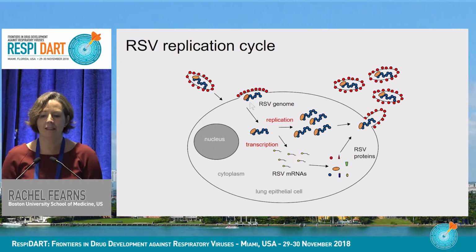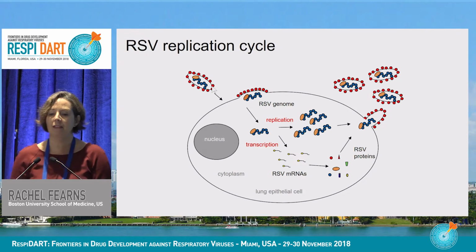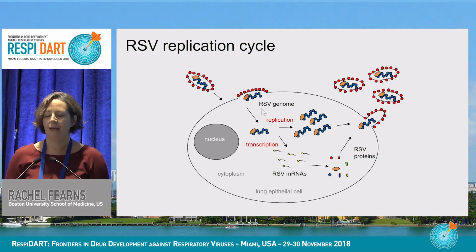If we start up here, here's the virus particle, and that begins by releasing the viral genome into the cytoplasm of a host cell. And the RSV genome is a single strand of negative sense RNA. Associated with the genome is the viral polymerase, shown here in orange. And during the viral replication cycle, that polymerase has two roles.